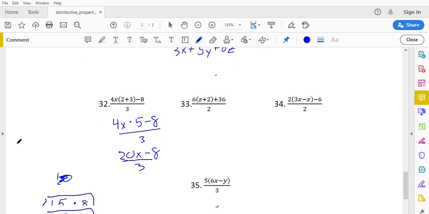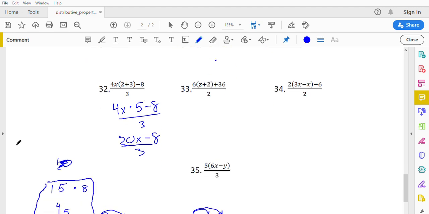Again, game time decision for you. Do you want to actually do this? Well, 20 divided by 3, oh boy. I mean, you could write this as 20x over 3 minus 8 over 3. Like, we can separate them if we really want to. But typically, guys, the further you get in math, you're just going to leave it like this. 20 divided by 3 is what? 6.66666666. Yeah, do you really want to write that? I don't know. It's up to you guys, I guess. But this would be, like I said, a game time decision.